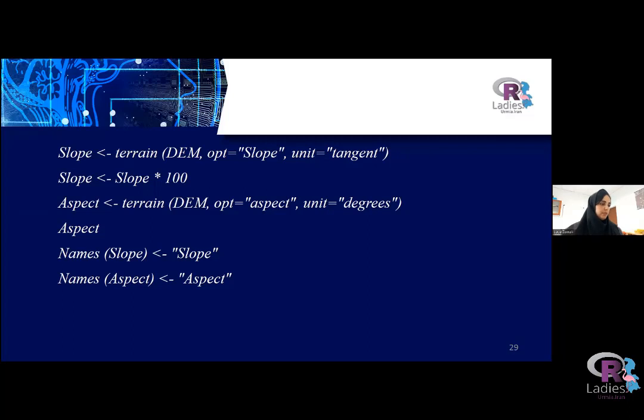The next step is to add the slope and direction map. We run this command respectively. Slope is calculated in percent and direction in degrees.